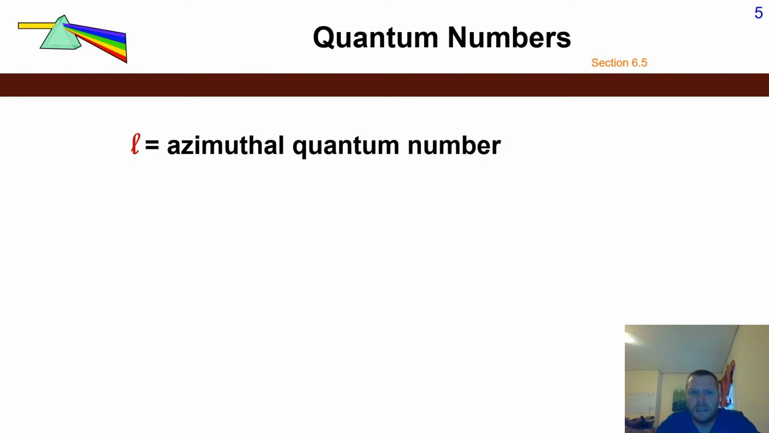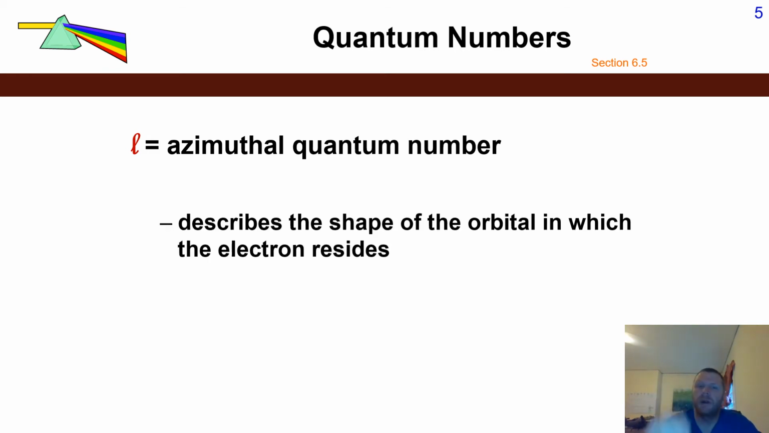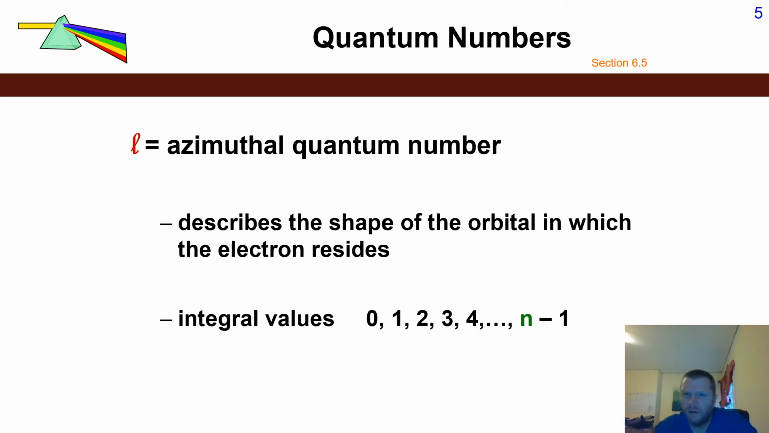Now, the second quantum number, l, also known as your azimuthal quantum number, describes the shape of an orbital in which an electron resides. Now, l can have a number of different values. It can range from 0 to n minus 1.